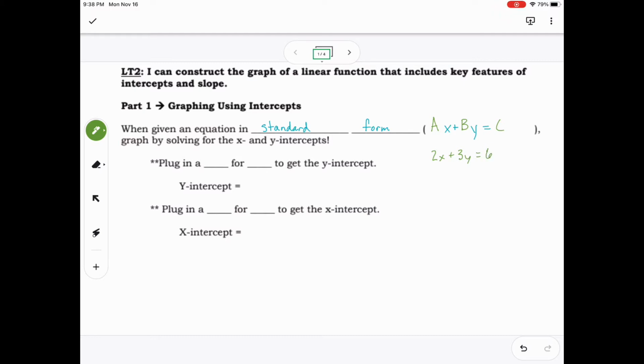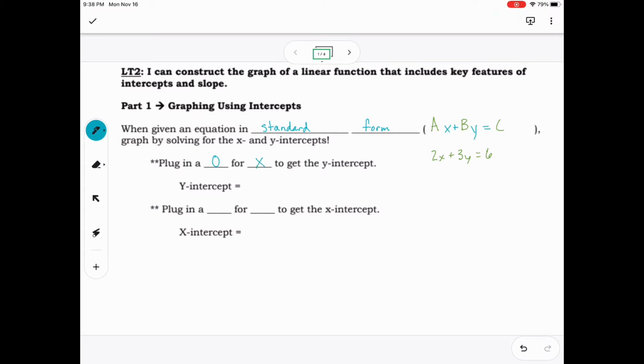So notice that I don't have 5 variables. It's going to be 2 variables of x and y, and then 3 numbers. But I'm still going to have multiple variables to help me out, okay? So the process is, I want to be able to plug in a value of 0 for x to get the y-intercept.